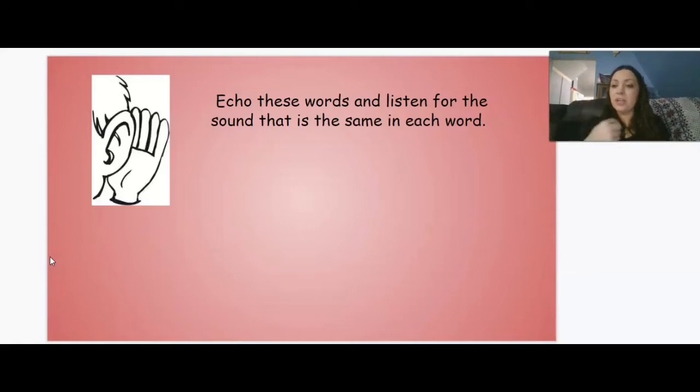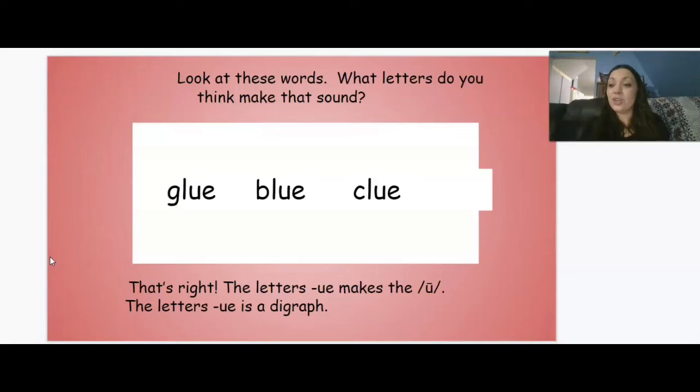Let's try it one more time. Glue, blue, clue. That's right, you heard the U sound at the end. So look right here. Glu, you, you. What letters do you think make that long U sound? That's right. UE is a digraph because we hear that U, but we don't hear the E.